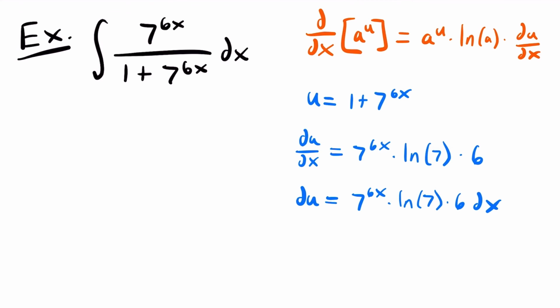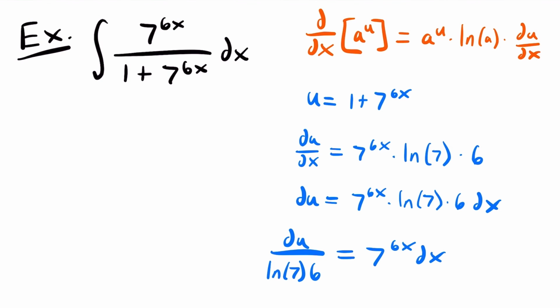Okay, and so then we want to check to make sure that whatever du is equal to can be found within our integral. And so I see that we have 7 to the power of 6x dx in our integral, which we also have here and here, but I do not see the natural log of 7 or 6 in this integral. And so, since these are just constant multiples, right, they're not defined with x, we can just divide both sides by those, and then we'll have a term of du that will be equal to what we can find in our integral. And so if we do that, we'll have that du divided by the natural log of 7 times 6 is equal to 7 to the power of 6x times dx.